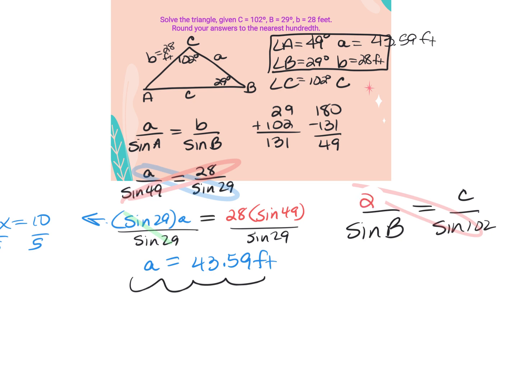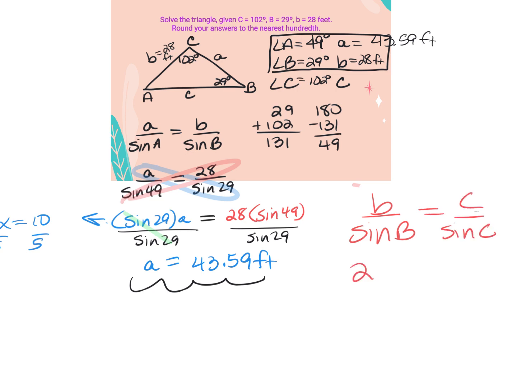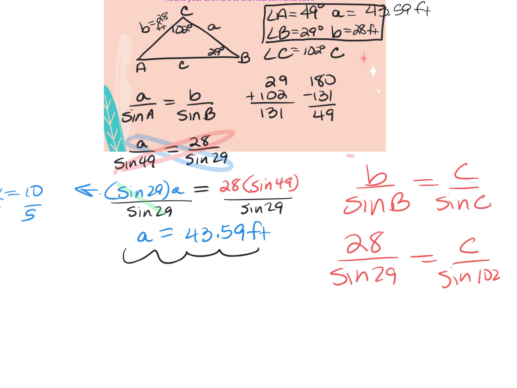All right, hold on. Let me back up. Let me just put it in all variables first. Okay, let's do B over the sine of B equals C over the sine of C, and now I'll fill in the numbers. So 28 over the sine of 29, and then C over the sine of 102. Now I can cross multiply. So I'm going to multiply the sine of 29 times C, and then 28 times the sine of 102.